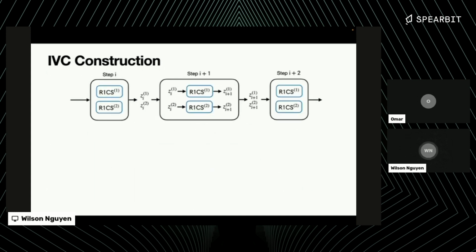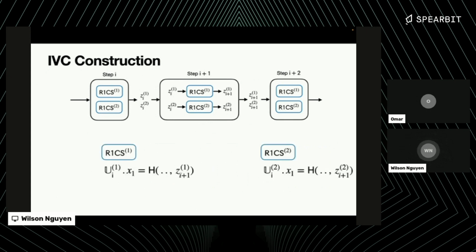So diving in a little bit deeper, the prover not only has to prove the satisfaction of each of these constraint systems, but will have to prove the satisfaction of all prior steps. And so how can we actually do that? Well, with a folding algorithm, we can just fold all these claims together.